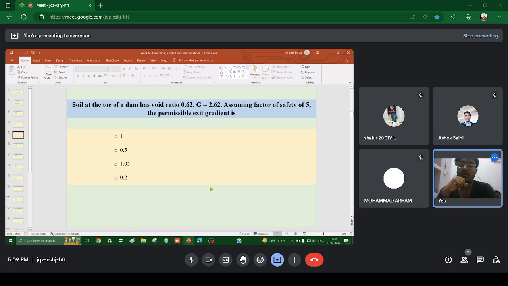This is a numerical question. Soil at the toe of a dam has void ratio 0.62 and specific gravity G equal to 2.62. Assuming factor of safety of 5, the permissible exit gradient is. The options are 1, 0.5, 1.05 and 0.2.